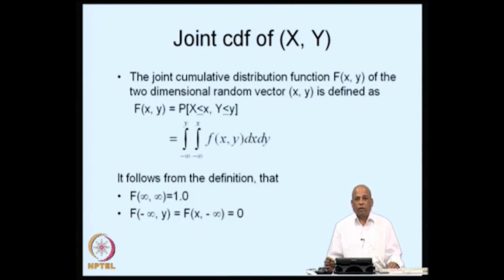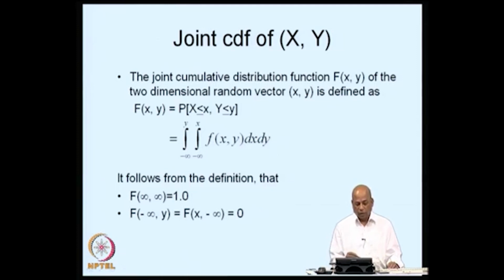So, we define now the joint cumulative distribution function F of x y as F of x y is equal to probability of X being less than or equal to x comma Y being less than or equal to y. Recall that the small x and small y are the values that the random variables can assume. So, for specified values of x and y, the CDF F of x comma y is defined as the integral from minus infinity to y and minus infinity to x of f of x y dx dy.